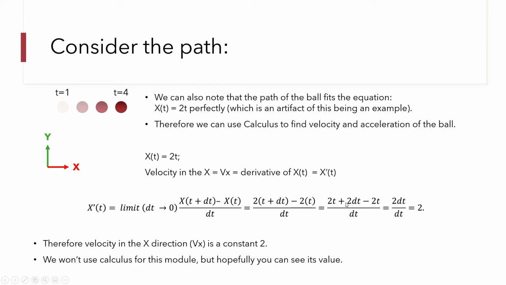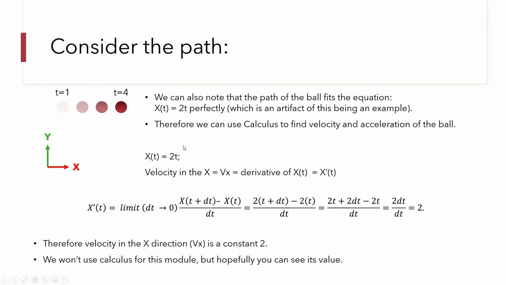I'm going to distribute the 2 across. You'll note that we have 2t plus 2 dt minus 2t. So the 2t's are going to cancel each other out. And we're left with 2 dt over dt, which if the dt's cancel goes to 2. So the derivative of this 2t function is equal to 2.